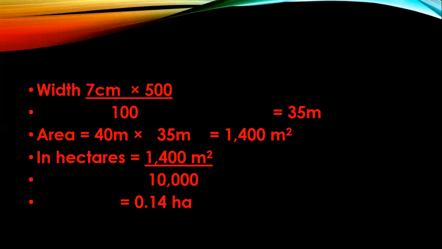1,400 square meters. So if your answer was supposed to be in meters squared, this is your answer. If your answer was supposed to be in RS, you divide by 100. But if they ask you to find the area in hectares, make sure you divide your answer by 10,000. So if you divide 1,400 by 10,000, 2 zeros will cancel here, 2 zeros will cancel here, 2 decimal places, so your answer is 0.14 hectares.